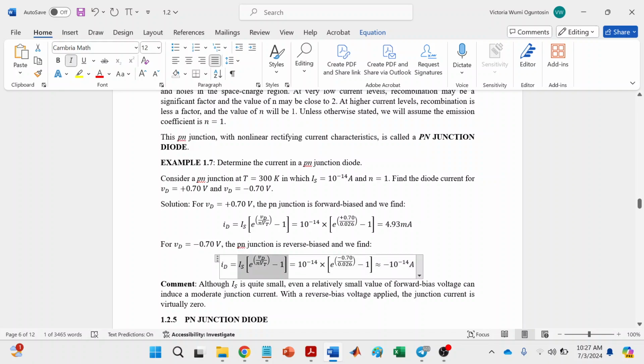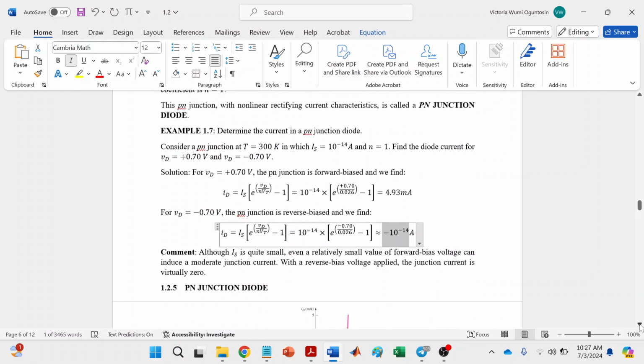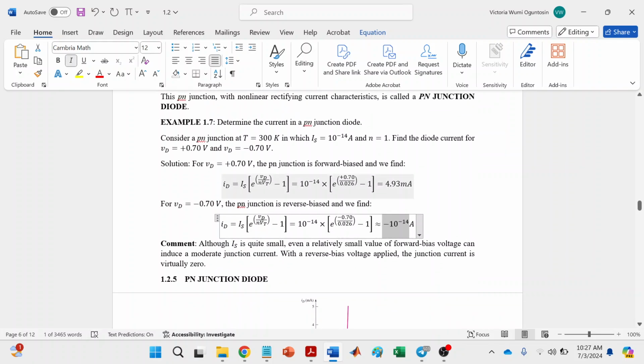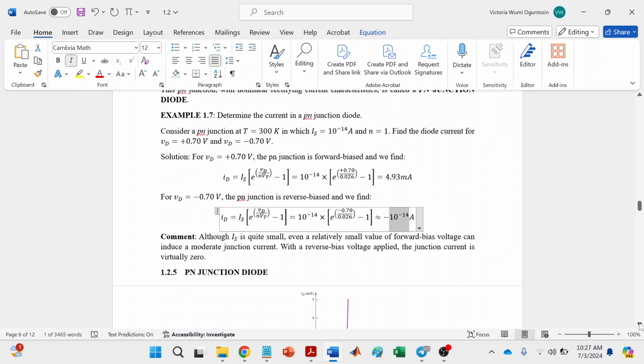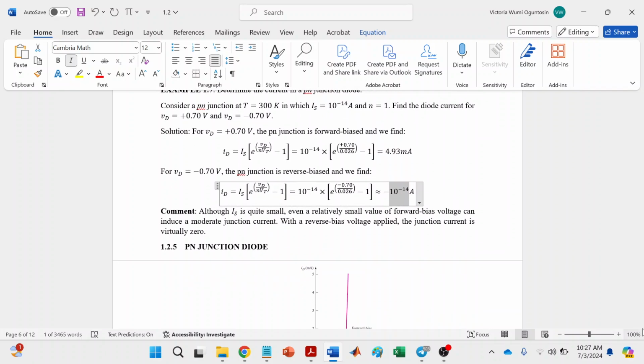So when we plug it into the formula, we get a very low diode current. When the diode is in reverse bias, so when a relatively small applied voltage of 0.7 volts is applied, you get some current that is being produced. But when a reverse bias voltage is applied, the current that is produced is a very small current.